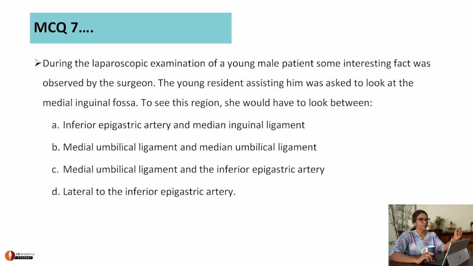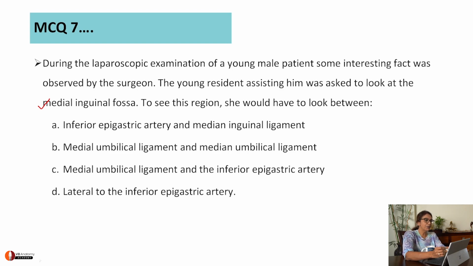Right. So MCQs. During laparoscopic examination, what is laparoscopy? You put in a scope, you're observing the interior of the abdomen. So during laparoscopic examination of a young male patient, some interesting fact was observed by the surgeon. So the young resident assisting him was asked to look at the medial inguinal fossa. So think, where is medial inguinal fossa? There is one medial inguinal fossa, there is one lateral inguinal fossa. To see this region, she would have to look between what? Would she have to look between inferior epigastric artery and median inguinal ligament?